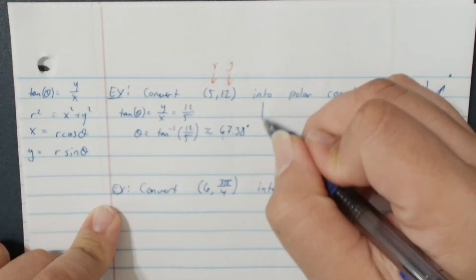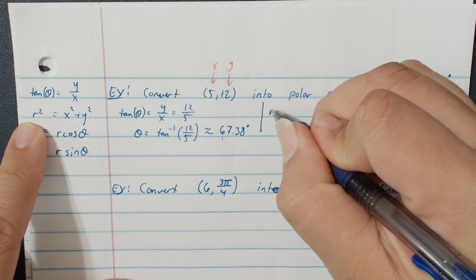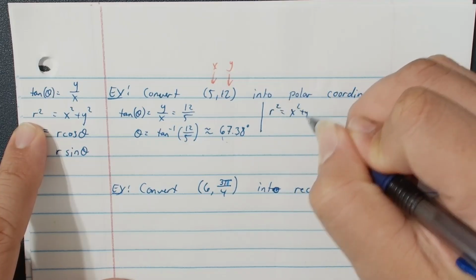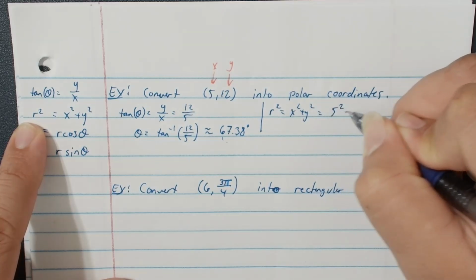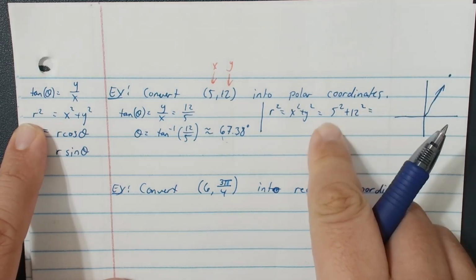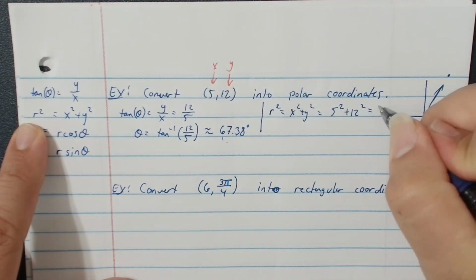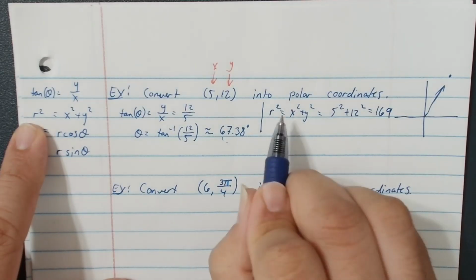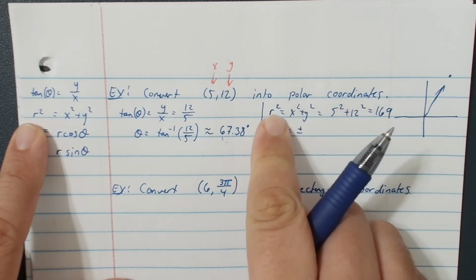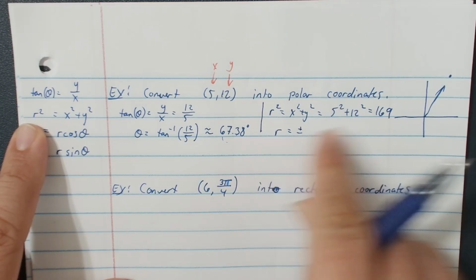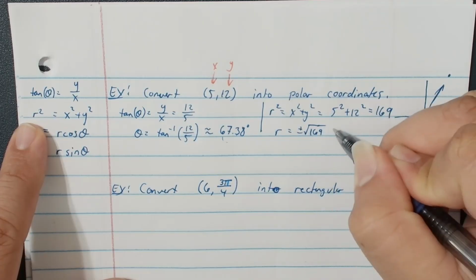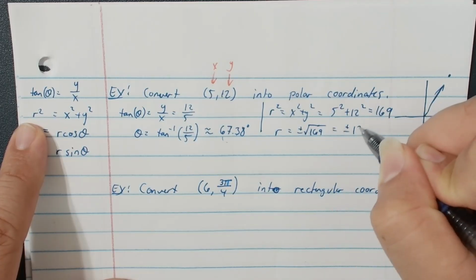The other thing we need is r. Okay, well, r squared equals x squared plus y squared. That is to say it's 5 squared plus 12 squared, which is 144 plus 25 is 169. And so r is equal to plus or minus, because to get rid of a square, you have to take the square root, and there's two different square roots you could take, plus or minus the root of 169, which is plus or minus 13.